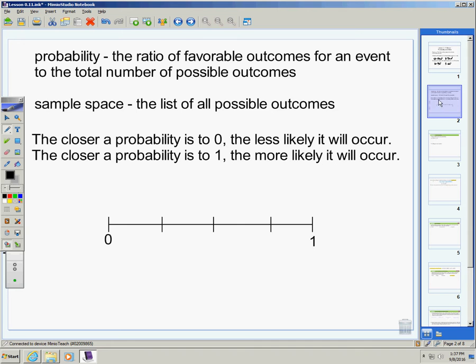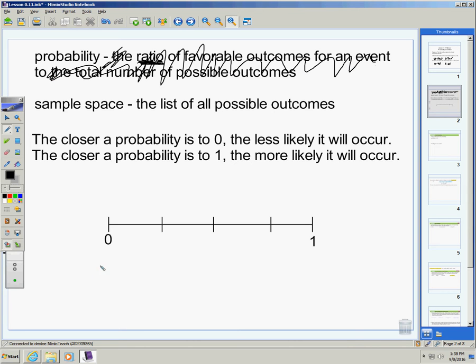So we're going to be talking about probability. Here's the definition of probability, and before you write this down, let's talk through it. It's the ratio of favorable outcomes for an event to the total number of possible outcomes. Now, I'm not sure what that means because it doesn't really make sense to me the way it's written. So what I do is I see, okay, it's a ratio. That means it's going to be a fraction. So instead of writing this definition down, don't write this down. Okay, that's kind of our book definition.